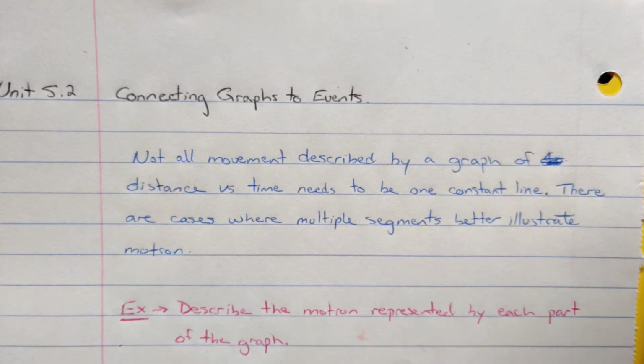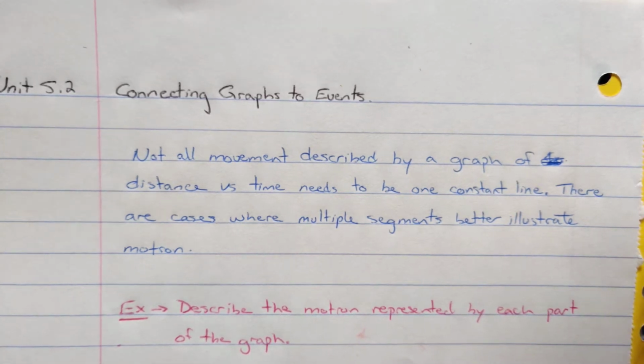So we're going to look at connecting graphs to events. The last section we looked at graphs and the motion in a distance time graph. Here we're just going to expand on that. Not all motion is always just set in one constant line. Sometimes we're changing directions and things like that. So we can use our distance time graphs to illustrate that concept as well.